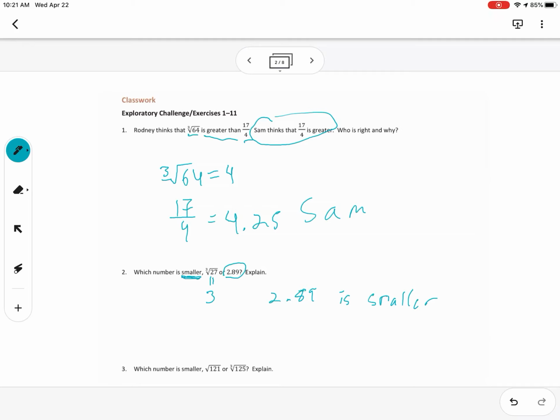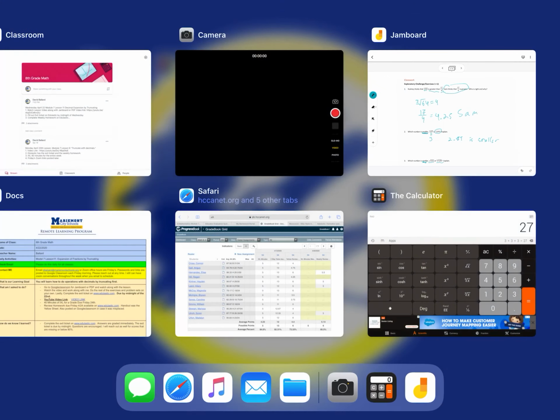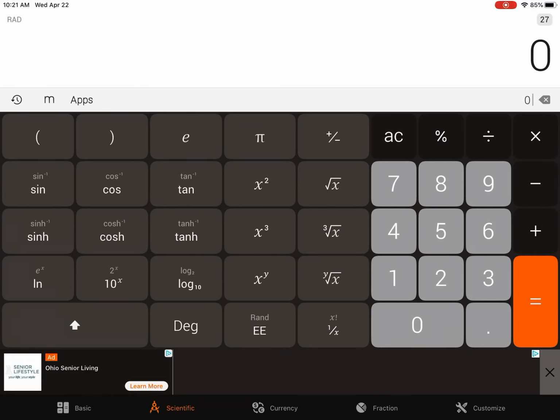Okay. The next one. Which number is smaller: the square root of 121 or the cube root of 125? Again, which one is smaller? So let's go back. Let's find the square root of 121.